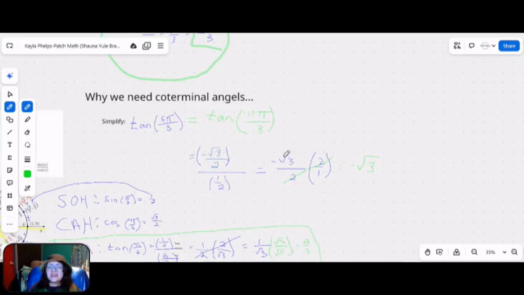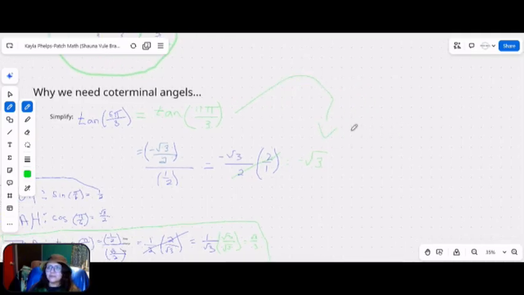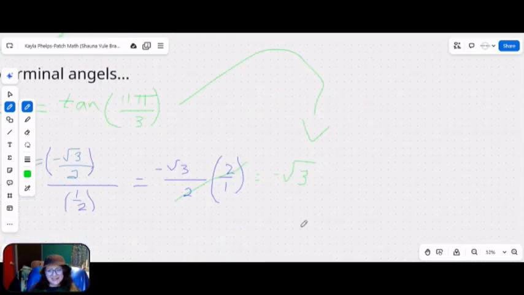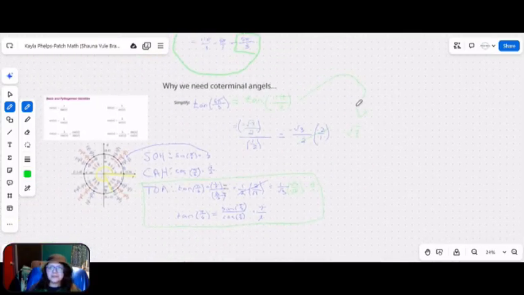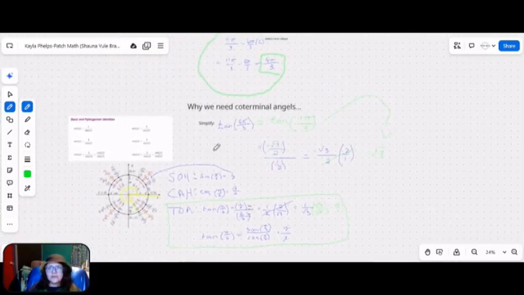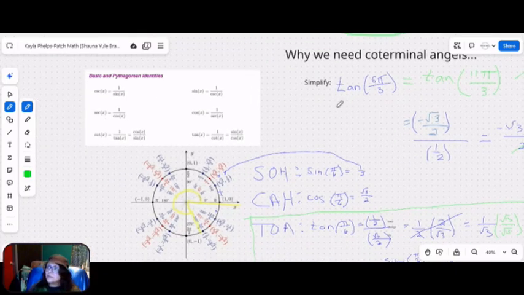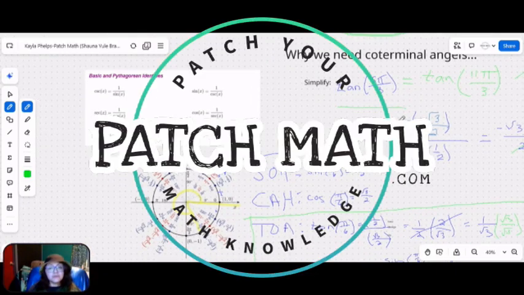And so the tangent of 5 pi over 3, or the tangent of 11 pi over 3, or any coterminal angles to those angles, is negative square root of 3. And there you have it. Your math knowledge has just been patched over coterminal angles and how we can apply them with the unit circle to find trig values, or to solve trig equations. Thank you very much for your time.